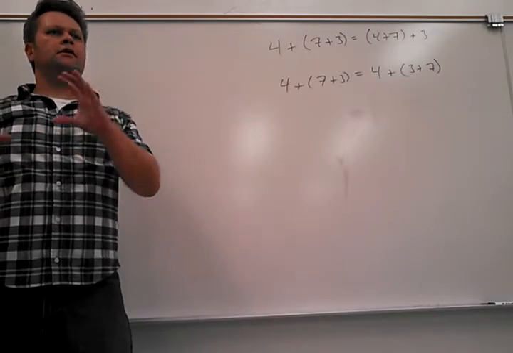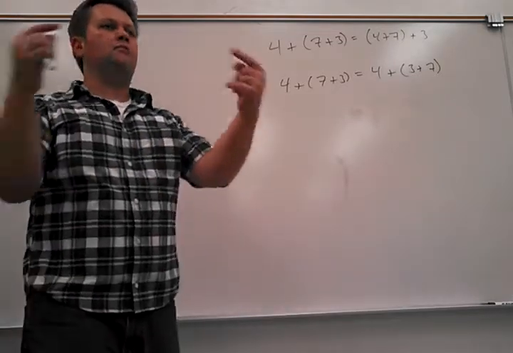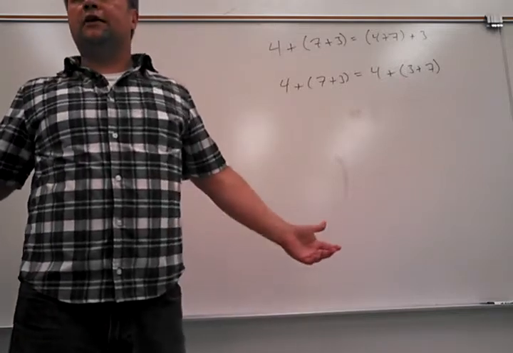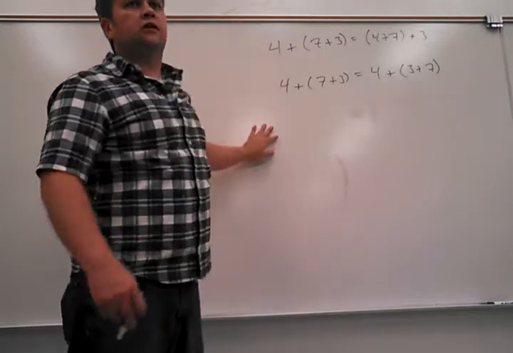These are properties of addition and multiplication. They really just say I can multiply or add in whatever order I want to. 4 plus 7 is the same thing as 7 plus 4. One of these is associative, one's commutative.